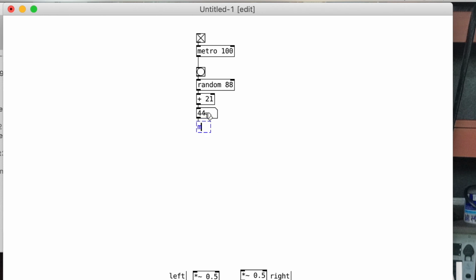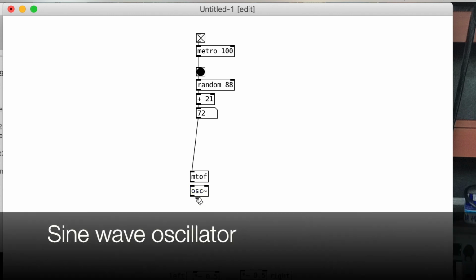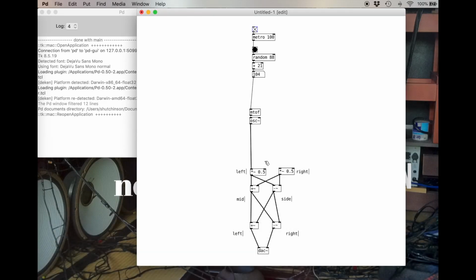Command 1, M to F, MIDI to a frequency. Command 1, OSC, that's just an oscillator. And so now we can run this into the left. Had my sound down there, there we go. Okay, all coming out the left. And so we only hear it coming out the left, so probably our encoding and decoding process here is going well.